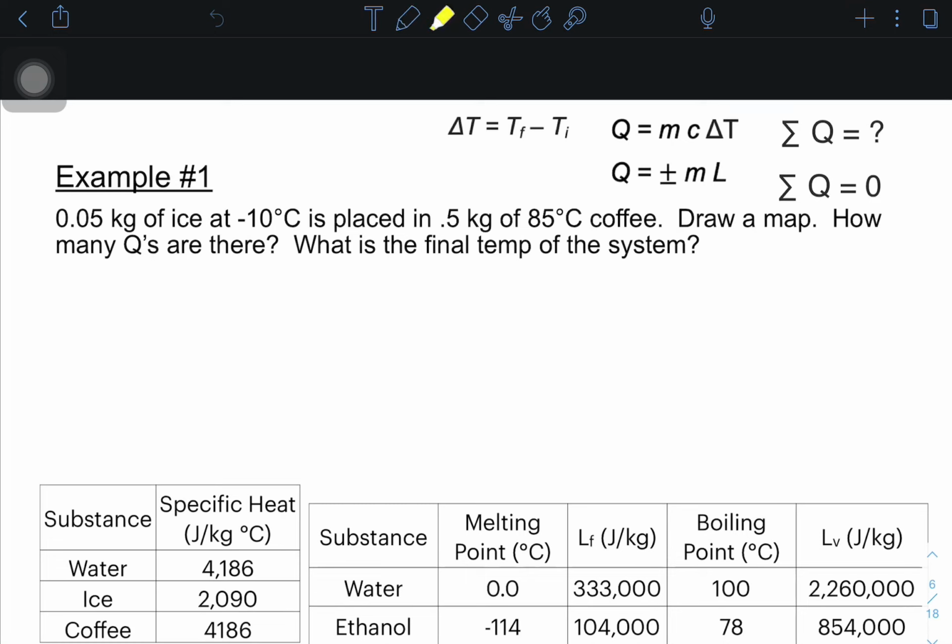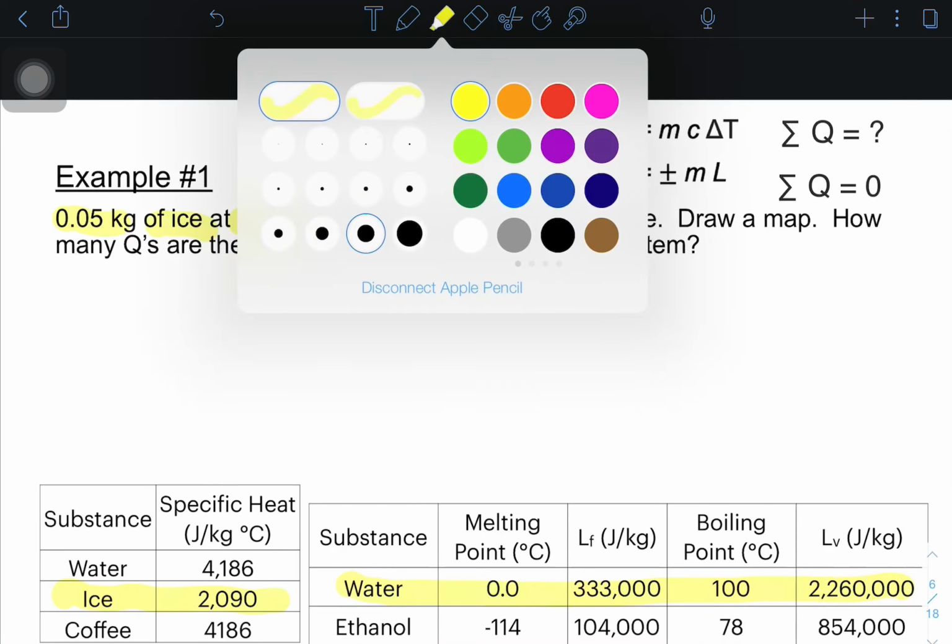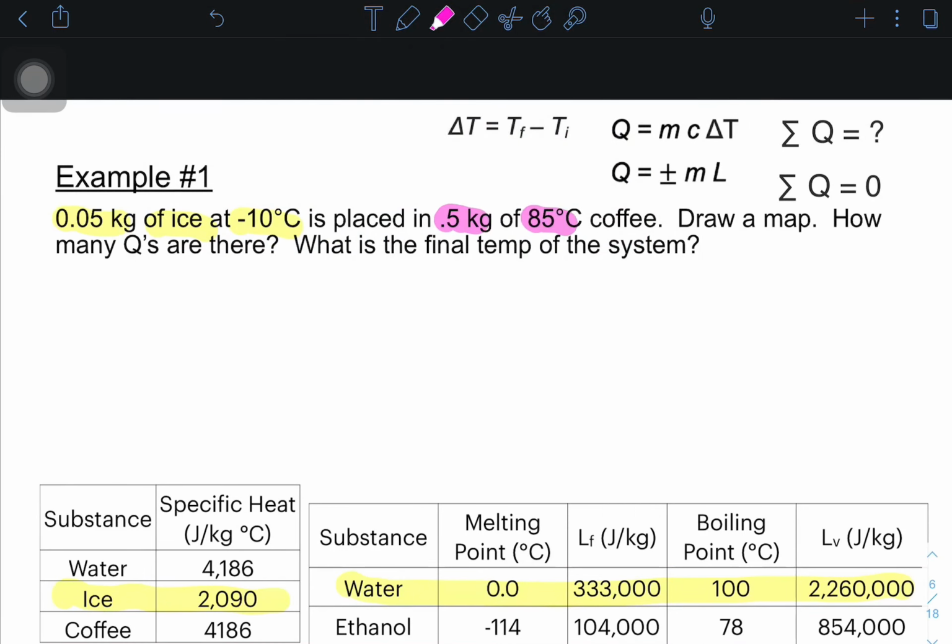A couple of things. We have ice at that temperature, so we have ice. And remember, when we talk about water, we're talking about the melting points and freezing points. And then we also have coffee. If you notice, the specific heat of coffee is essentially water's, because that's really what it is. It's just flavored water.